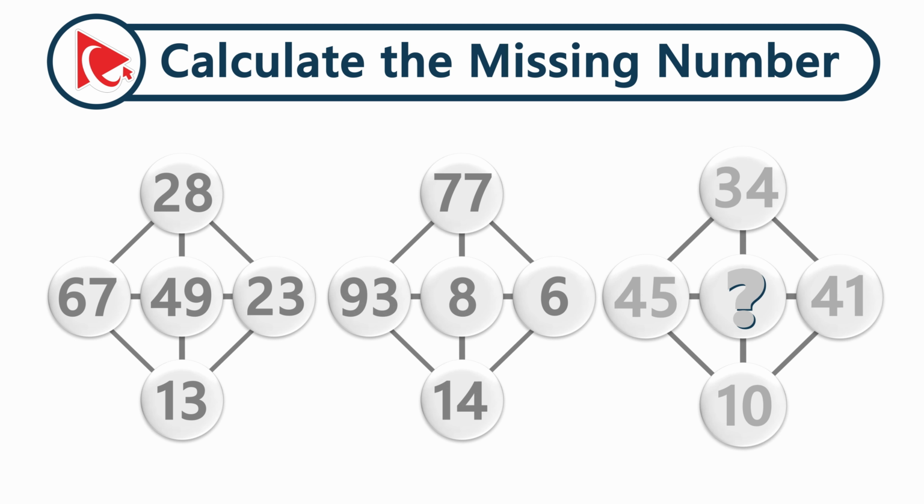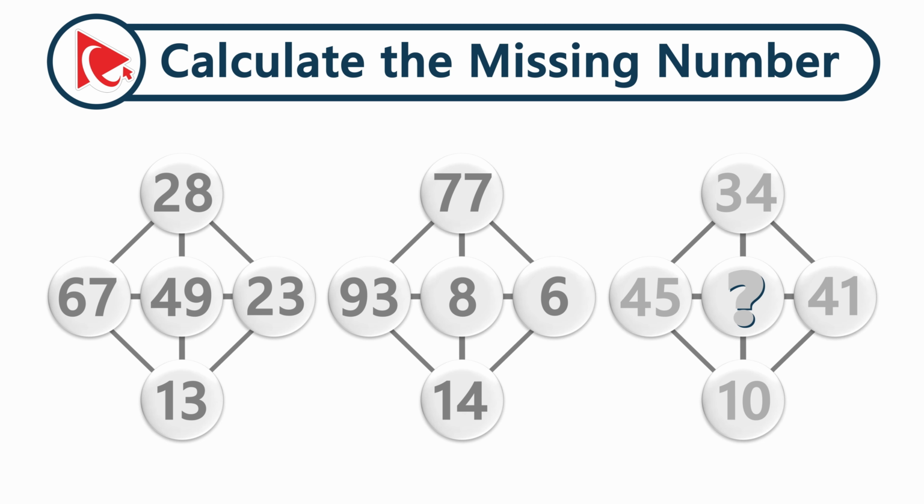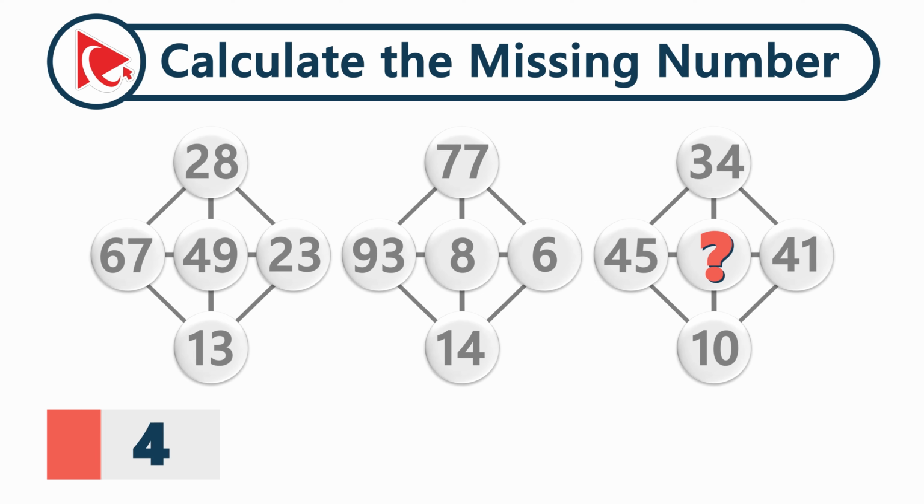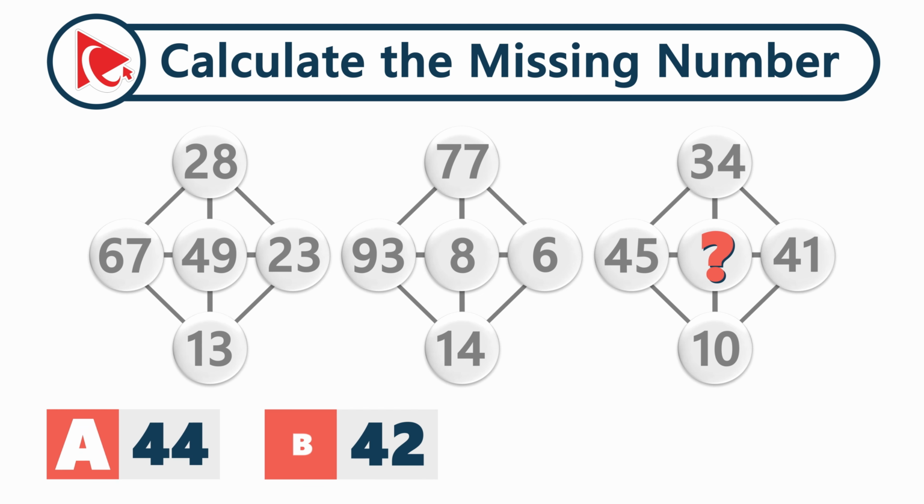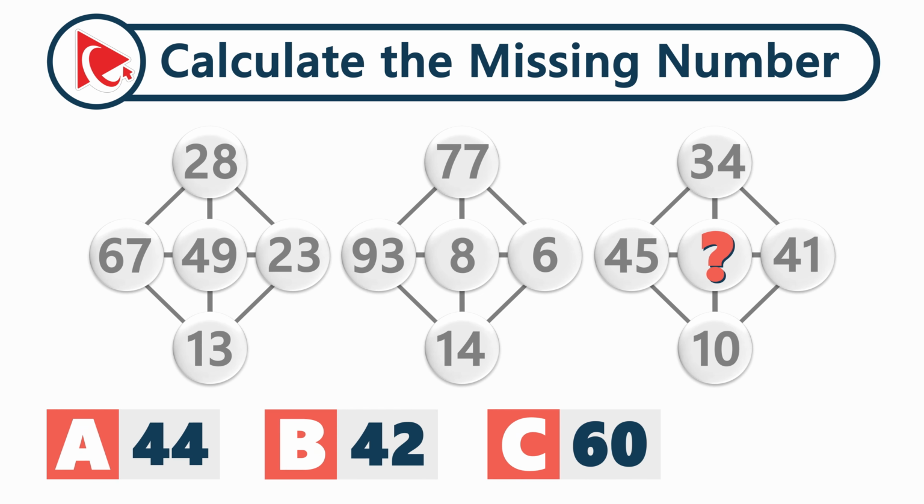And then comes the third shape, third rough diamond. It has numbers 34, 41, 10, 45. And then comes the missing number, which you can actually calculate. And once calculated, you can select it out of 4 possible choices. Choice A, 44. Choice B, 42. Choice C, 60. And last but not least, choice D, 38.